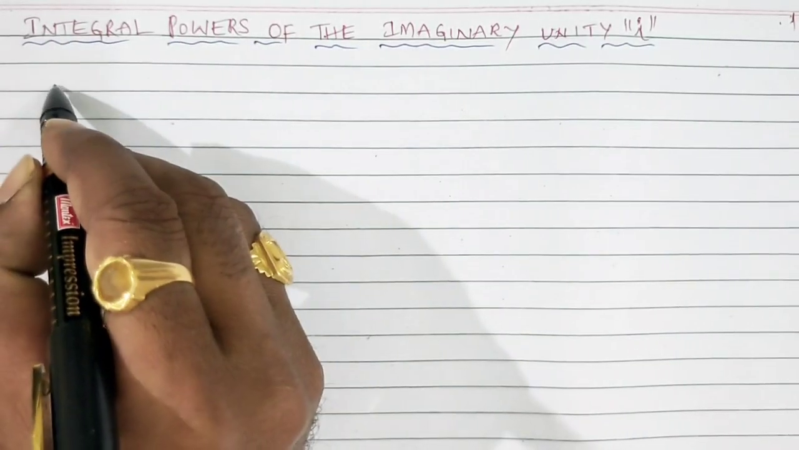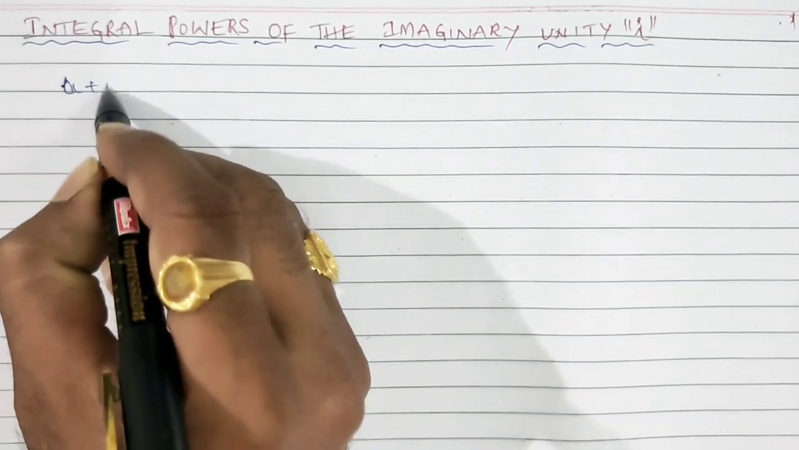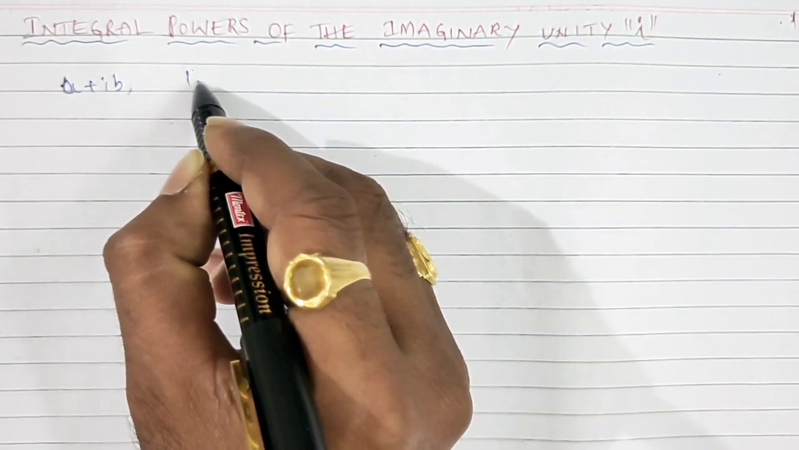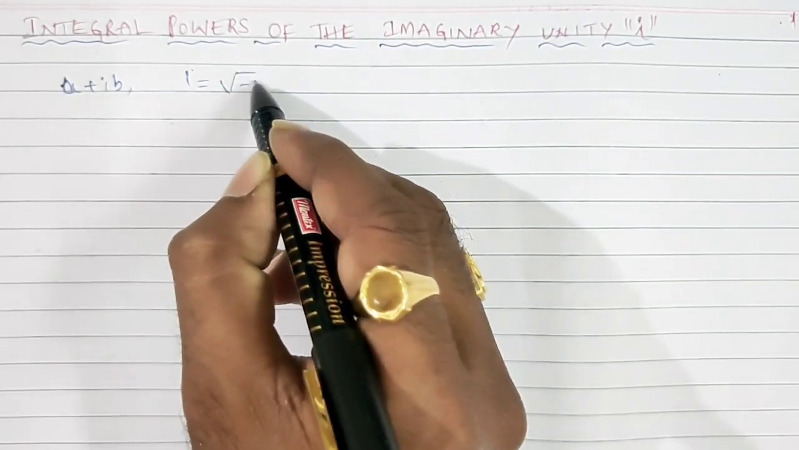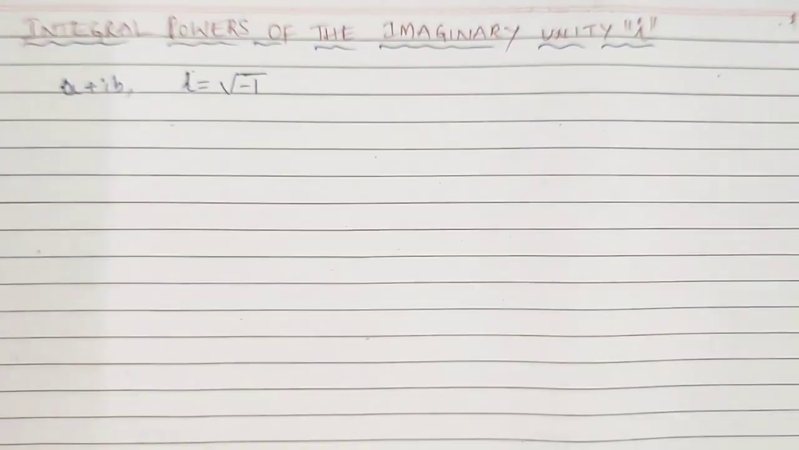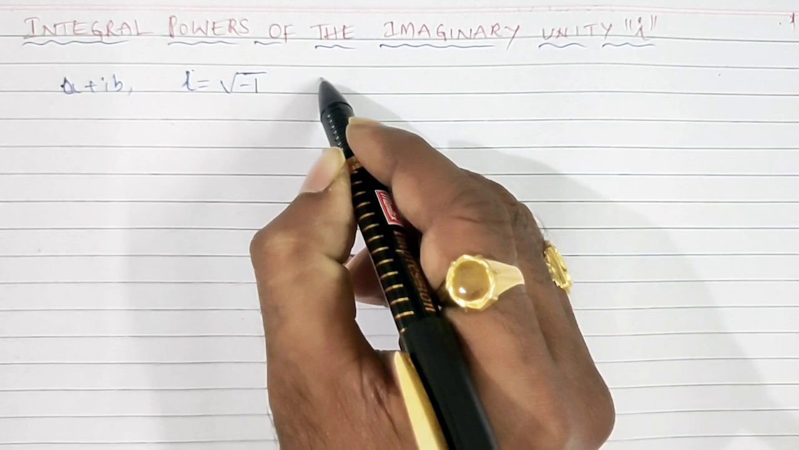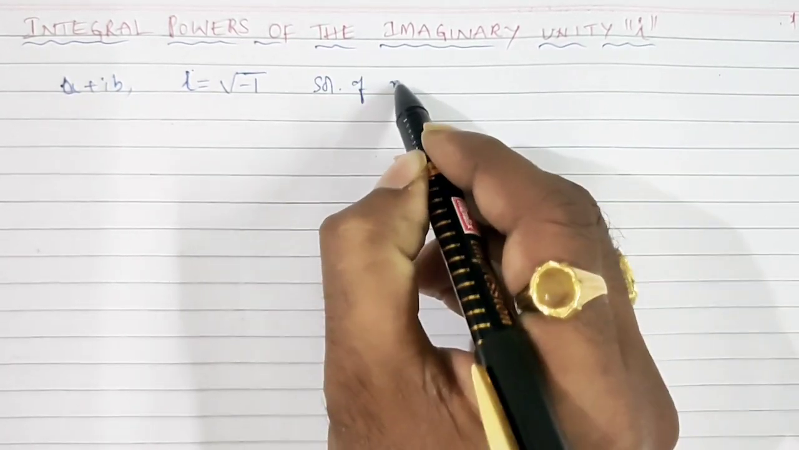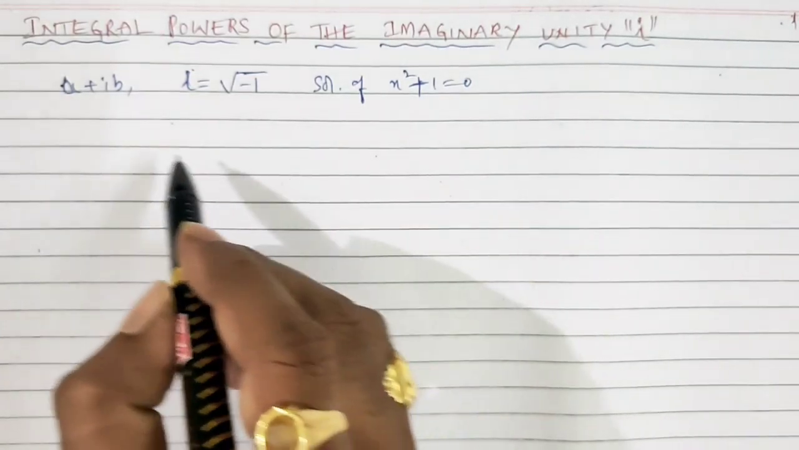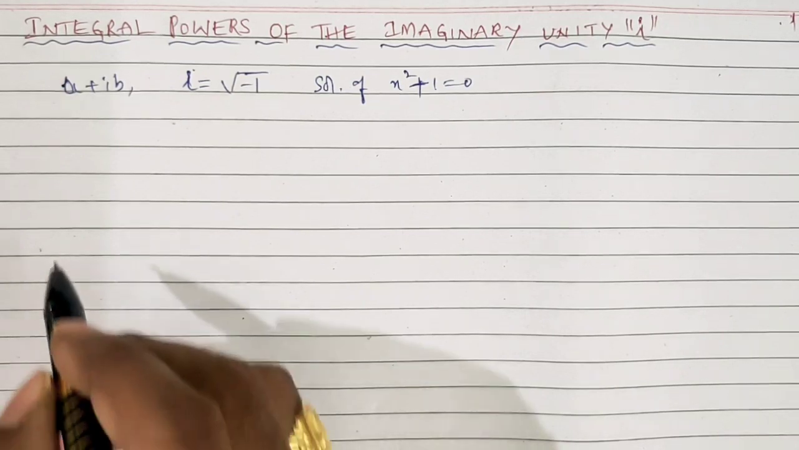As we know, complex numbers are in the form of a plus ib. In this, i is called iota. As per the definition of i, this is called the imaginary root, and the value of i is square root of minus 1. This is the solution, or root, of x square plus 1 is equal to 0, which is given by Euler. Today we discuss powers of this imaginary unity.